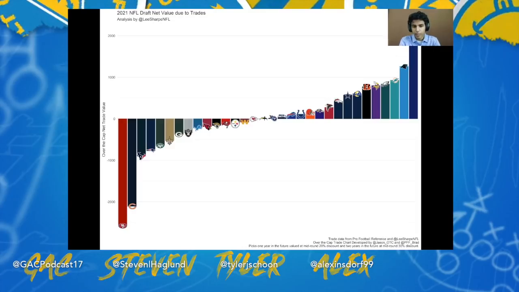So they ranked right in the middle, 0 net value gained or lost from the trade. So not necessarily a bad thing. Just they are pretty conservative in nature as the only team that didn't make a trade in this past draft.